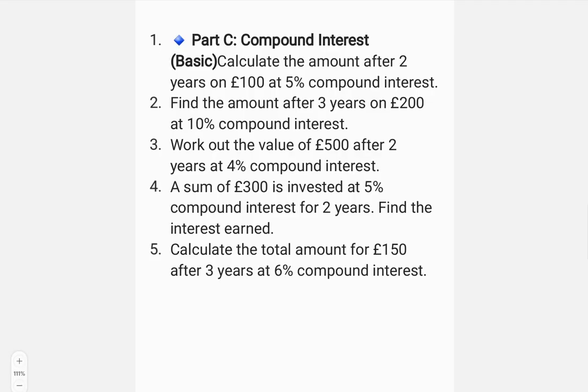Yeah. So, in our last lesson, we have done simple interest. Today, we're going to do the questions on compound interest. The first one says calculate the amount after 2 years on £100 at 5% compound interest.